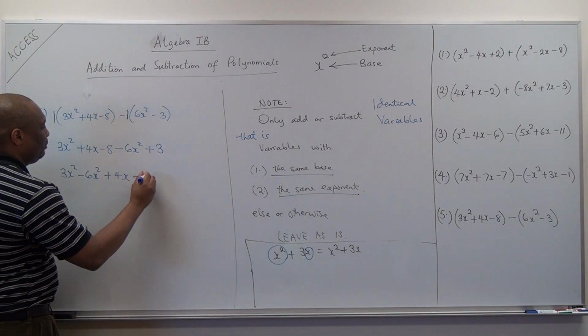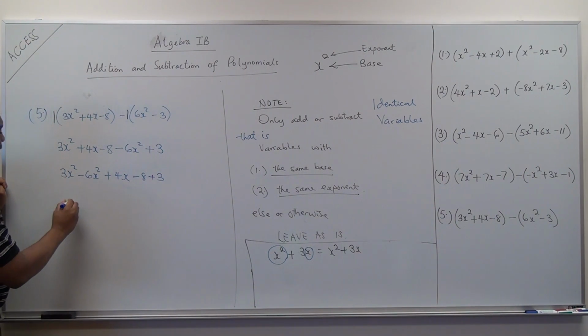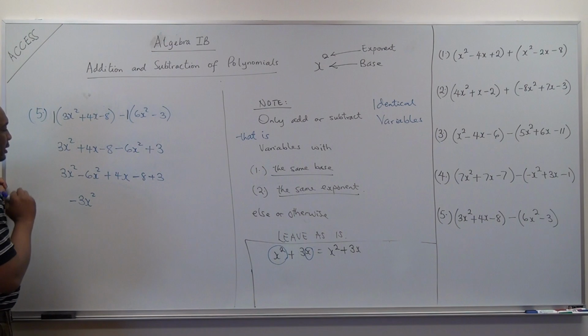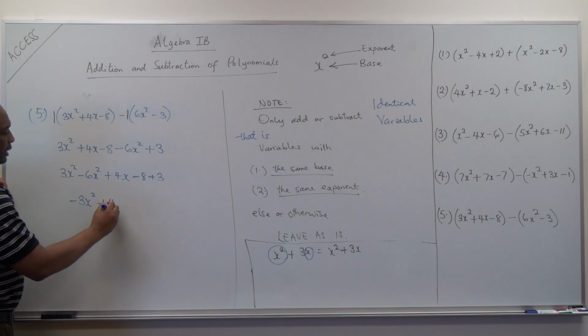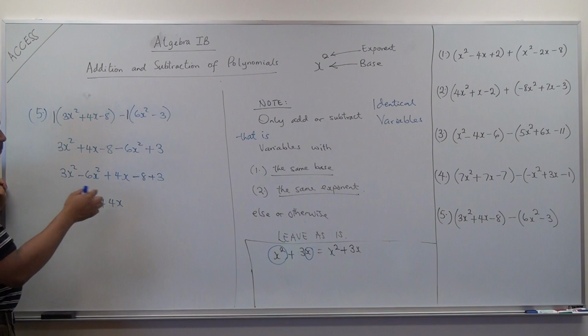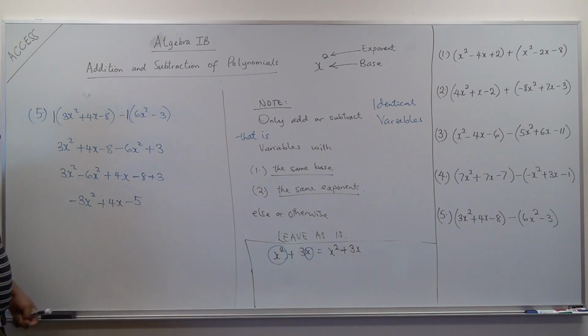Then negative 8 plus 3. You have 3, you owe 6. That means you owe 3. 3x squared. You have 4x. It doesn't have any other brother. You leave it like that. You owe 8, you have 3. That means you owe 5. And that becomes the answer.